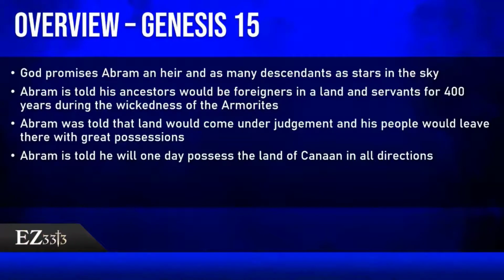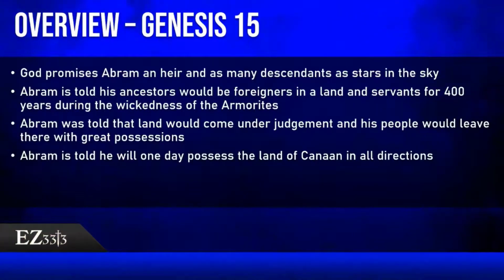God promises Abram an heir and as many descendants as the stars in the sky. Abram is told his ancestors would be foreigners in a land and servants for 400 years during the wickedness of the Amorites. This is something I have to look into a little bit longer, because I didn't realize that at the same time the people were going into Egypt, there was something going on in the land of Canaan regarding the Amorites. Abram was told that the land would come under judgment, and his people would leave there with great possessions. So that's what we take a look at in Exodus.